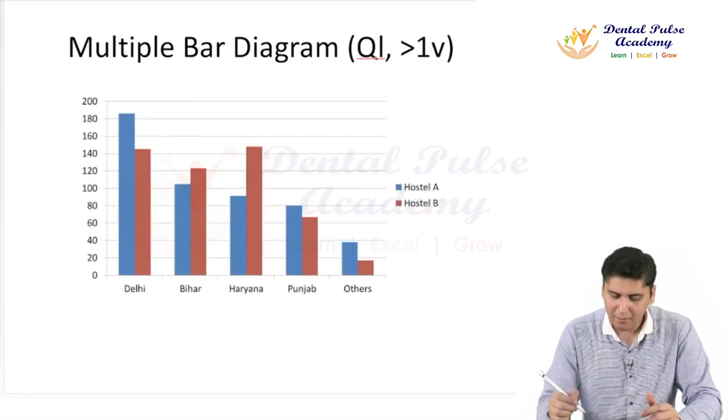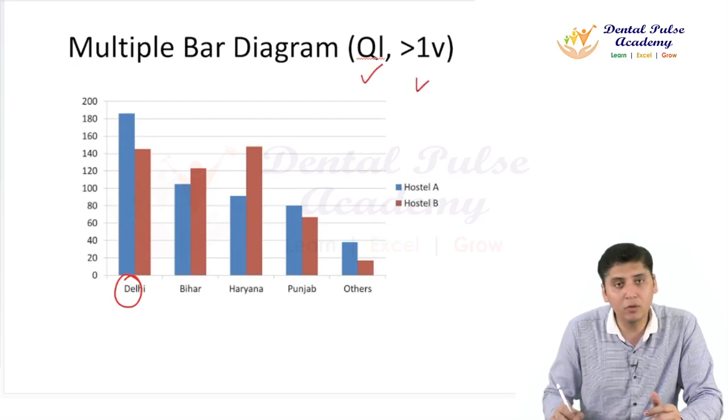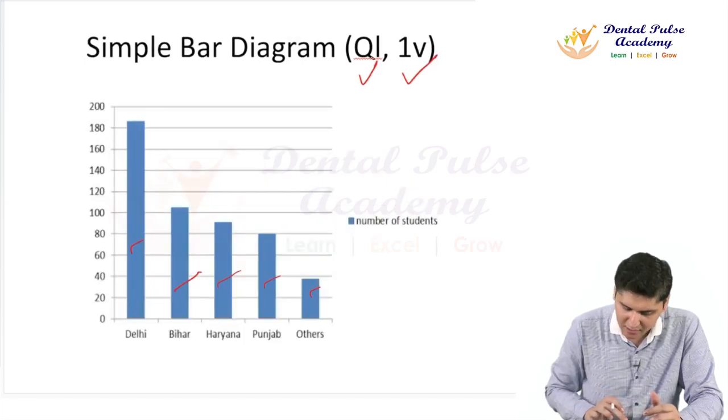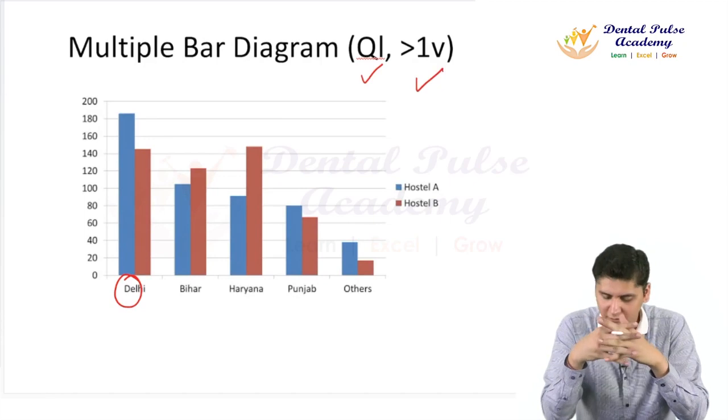Next is a multiple bar. A multiple bar has multiple bars in each category. So we have qualitative data showing more than one variable. We see various bars in each category, same as the previous one. So a multiple bar diagram shows qualitative data with more than one variable.